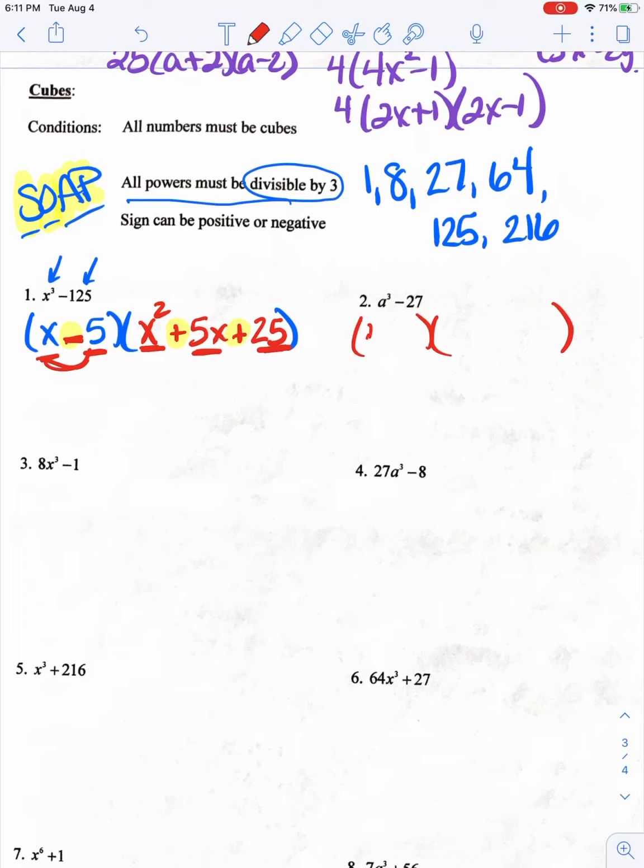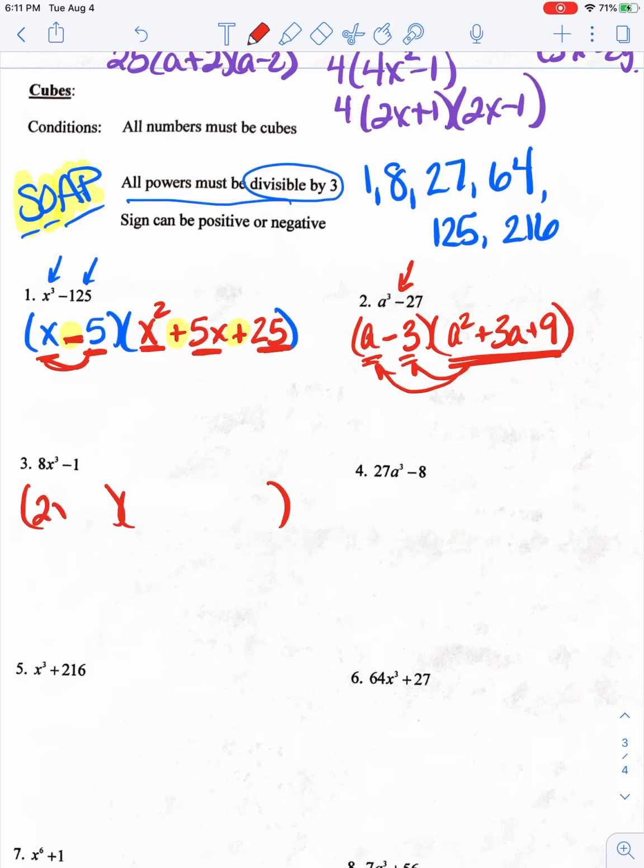Number 2, short and long, a and 27 is 3 cubed. Then this guy is a squared, and this guy is 9, and then multiply them together. So honestly, once I get these 2 guys down, I don't look at this anymore. To get these 3, I'm looking here. And then same, opposite, always positive. 8's a cube, 1's a cube, power is divisible by 3. So 2x and a 1, square it, all of it, square it, multiply them together, same, opposite, always positive.